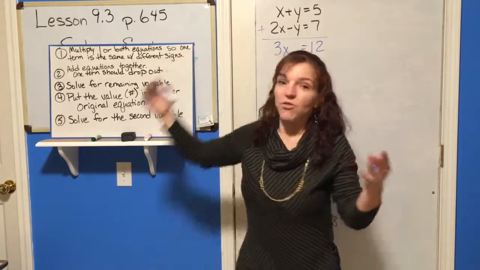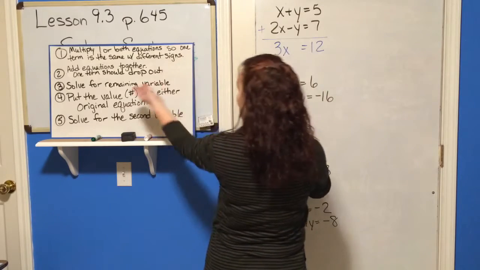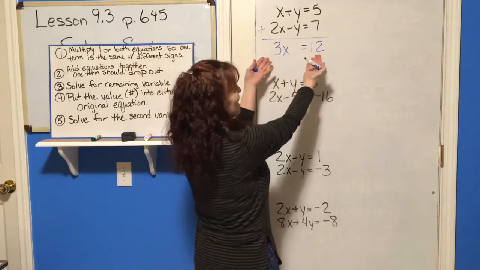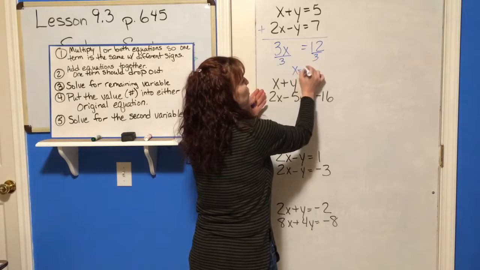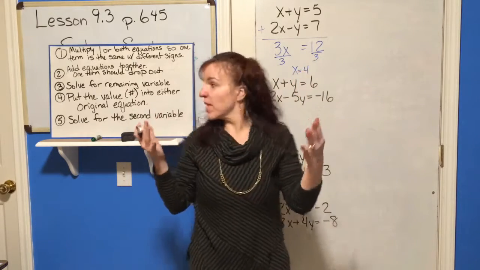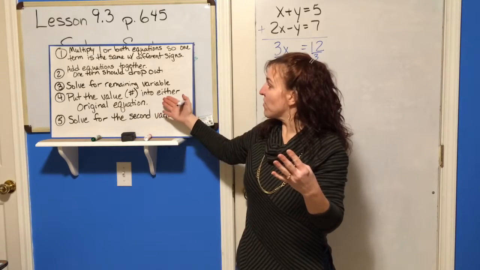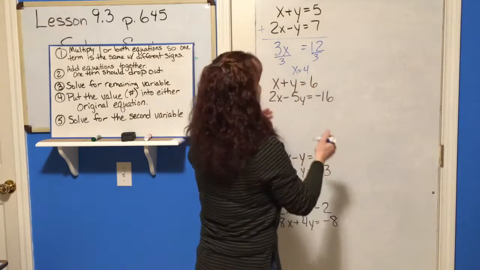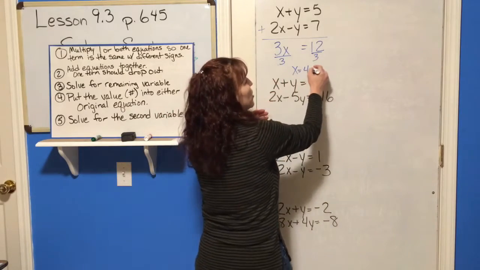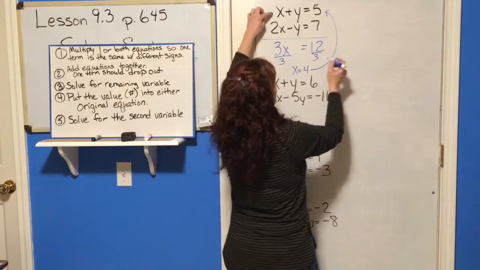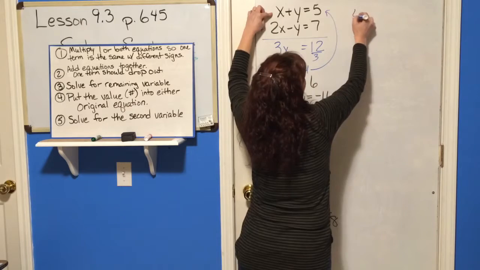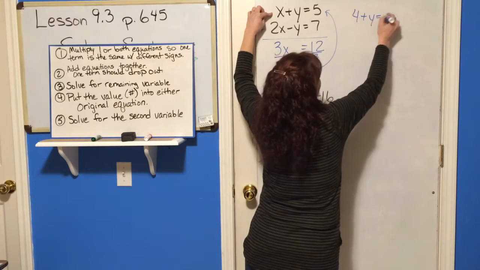Step 3, solve for the remaining variable, which takes longer to write than to actually do. In this case, divide by 3. So x equals 4. And then put the value back into either of the original equations. It doesn't even matter. Let's put it back into the first one. So x is 4. So 4 plus y equals 5.